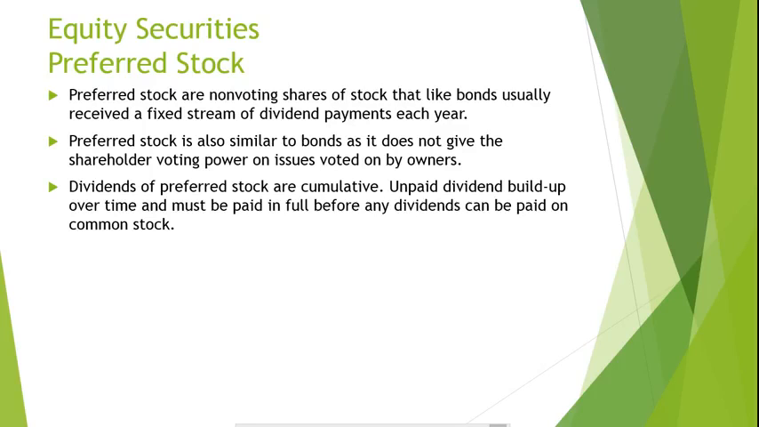The underlying company has no contractual agreement to make dividend payments on the preferred stock and has the discretion to hold dividend payments if it feels necessary. Dividends of preferred stocks are cumulative. Unpaid dividends build up over time and must be paid in full before any dividends can be paid to common stockholders. This differs from bonds and other debt instruments because firms are contractually obligated to make timely interest payments. If the firm fails to make timely interest payments on debt instruments, the firm risks bankruptcy.